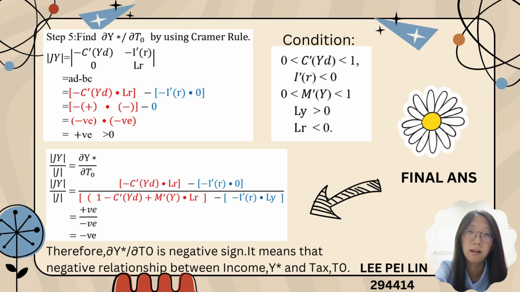So we substitute the values we gained from step 4 and step 5. Now we gain a negative value. Therefore, delta y star with respect to delta t0 shows a negative relationship between income y star and tax t0. So we can conclude that when the tax increases, the income will decrease.